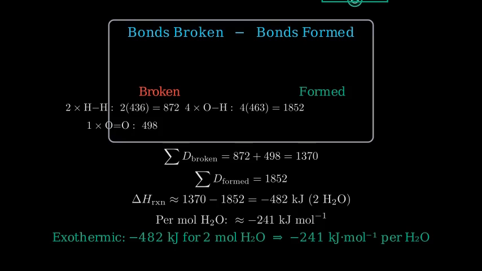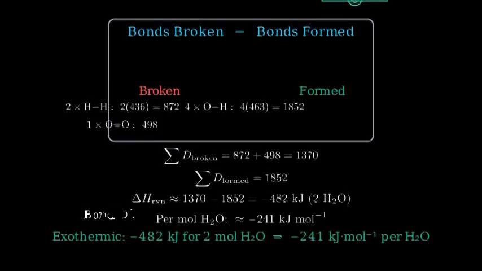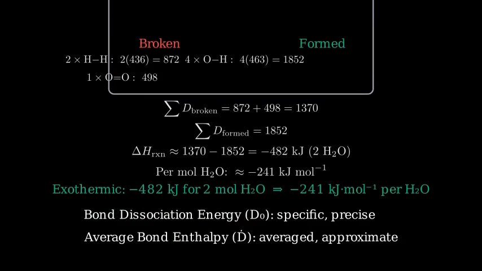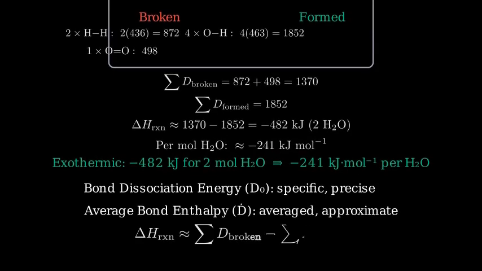Before we wrap up, a quick summary of differences. D0 is molecule-specific and more precise. Average bond enthalpy is an average over many molecules and less precise, but very handy in numericals. Always write the reaction, list bonds broken and formed, plug in tabulated values, then compute sum broken minus sum formed.